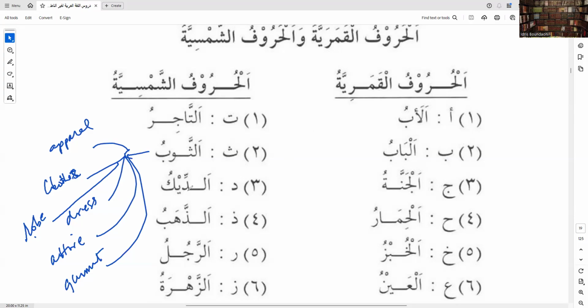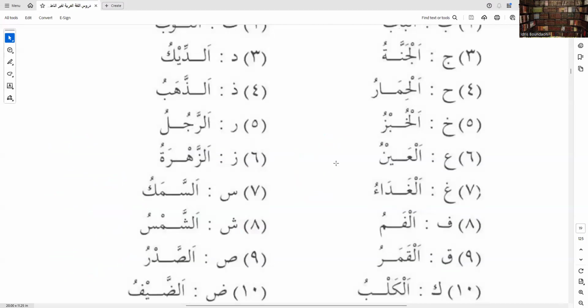Let's look at deekun. We talked about it; that's the rooster. Dal is a Shamsiya letter, so we say ad-deeku. The dhal is a Shamsiya letter. We say ad-dhahabu. Ad-dhahabu in Arabic means gold. Dhahabun, gold. Ar-rajulu, the man. We've encountered this word already.